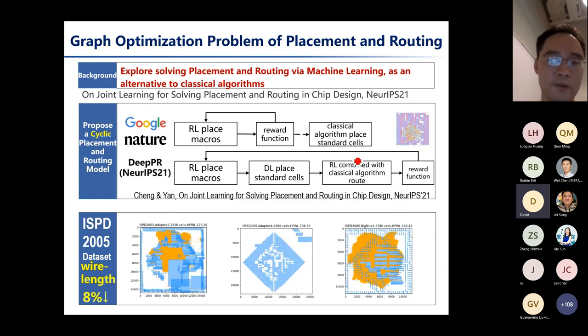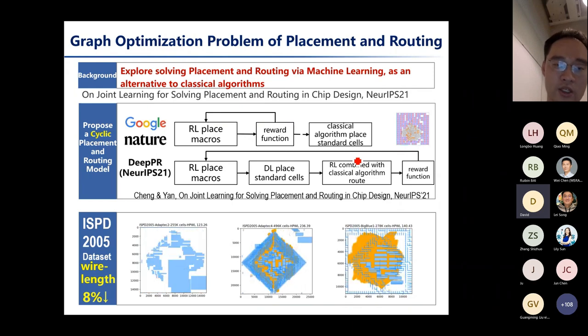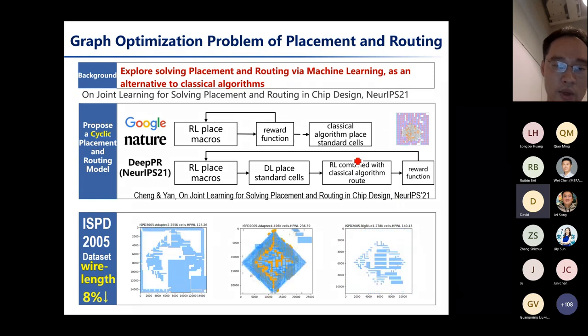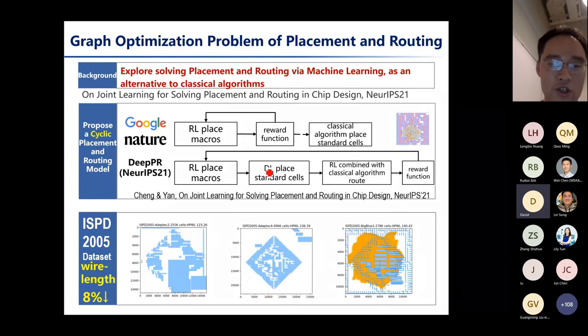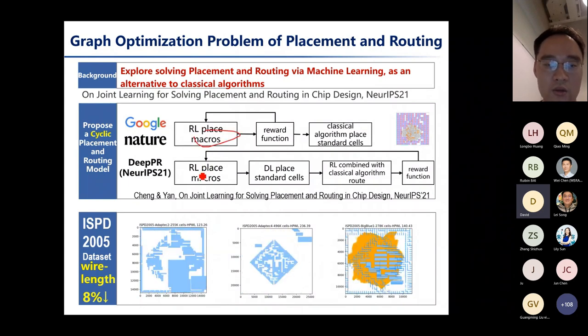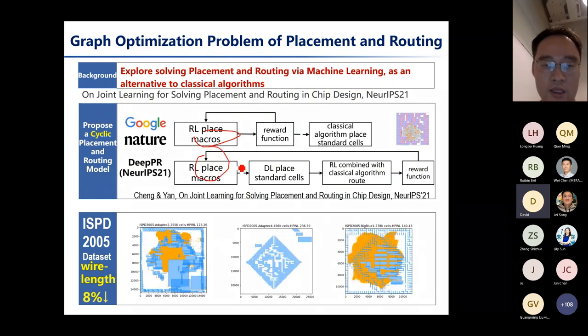Also, we have some downstream applications. First is EDA. This is our NeurIPS 21 paper, which was actually published from an undergraduate thesis. We compare with the Google Nature paper about using deep reinforcement learning for macro placement. And we're using RL for macro placement, but that's not the whole story.